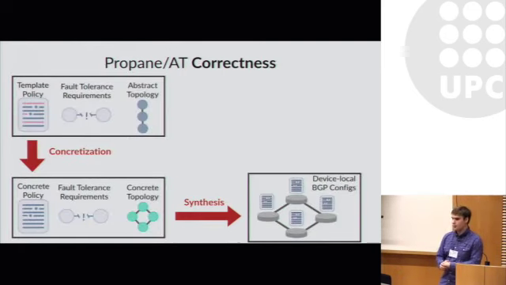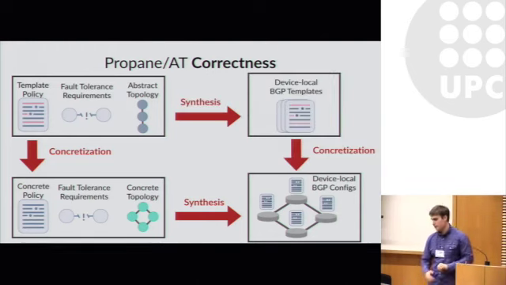The theorem we prove about this synthesis process is that if you start from an abstract network and an abstract routing policy, and you first concretize that into a concrete network and a concrete policy by filling in these template variables, and then perform the synthesis from there to generate these low-level configurations, this is equivalent to first synthesizing these templates from the abstract network and then concretizing those to the low-level device configuration. So either way you go, it's the same.